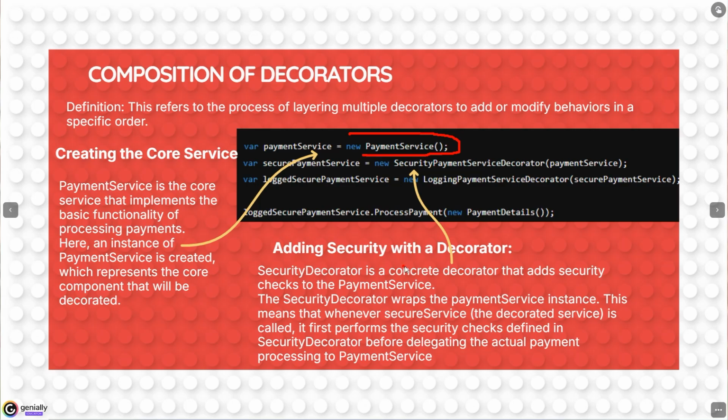So here we add security with a decorator. SecurityDecorator is a concrete decorator that adds security checks to the payment service. The security decorator wraps the payment service instance. This means that whenever secureService is called, it first performs the security checks defined in the security decorator before delegating the actual payment processing to the payment service.